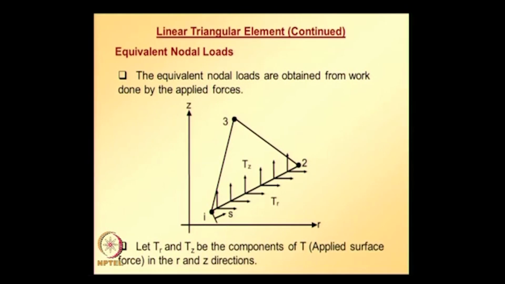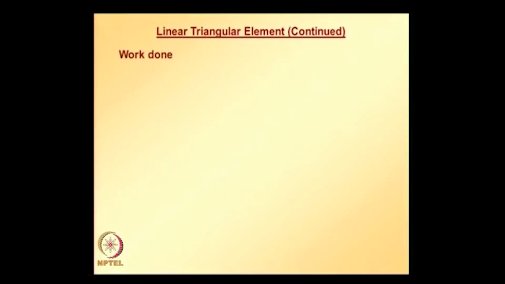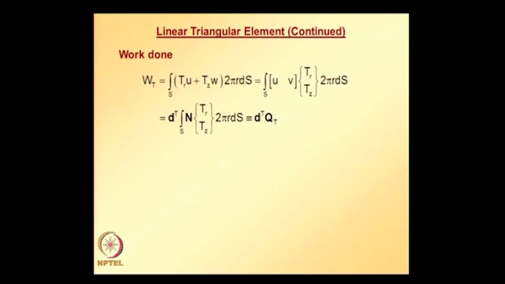Then work done by the applied forces is given by this one: traction in the r direction times displacement in the r direction plus traction in the z direction times displacement in the z direction, whole thing multiplied by 2 pi r and integrated over the element edge along which this traction is applied.